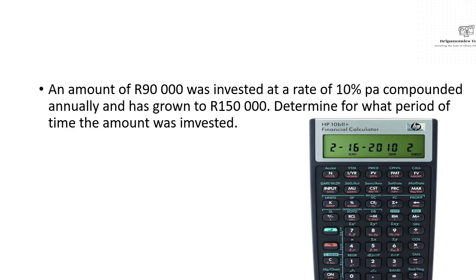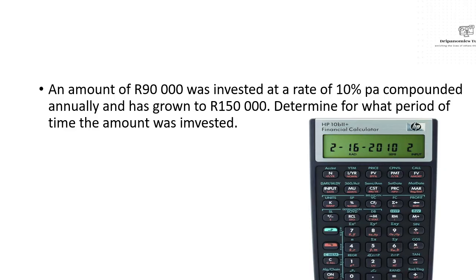What we're calculating is how much time did it take to get to 150,000 rands. So our present value will be that initial amount of 90,000 rands that we invested, right? Interest is 10%, compounded annually also, so your compoundings will be 1. Present value is what was invested initially, which is 90,000.